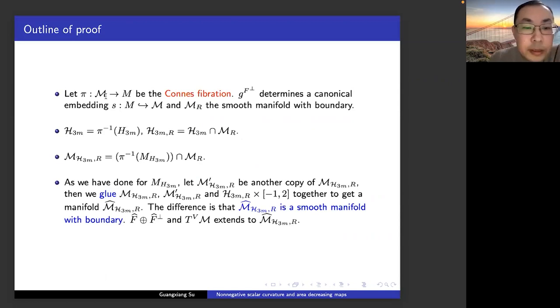Now, we consider the cone fibration. The metric on F orthogonal determines a canonical embedding of M into the cone fibration, and we let M_R be the smooth manifold defined before. Now we consider the inverse of the hypersurface, and consider H_3m intersected with M_R, a smooth manifold with boundary. Then we consider the three parts in the cone fibration.